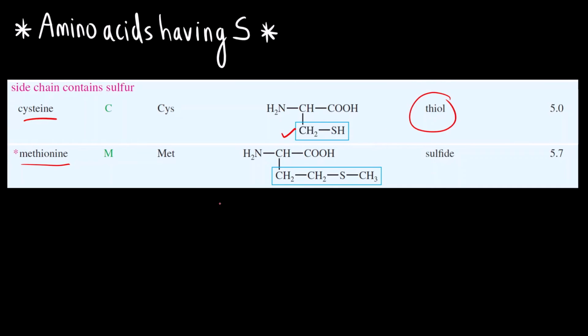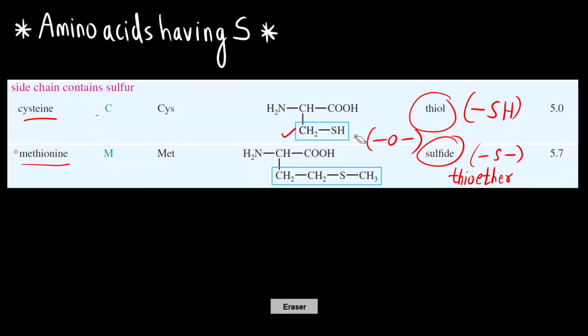This is which functional group? Thiol. What is a thiol functional group? SH. So the amino acid having a thiol functional group is cysteine. Then there is sulfide, or we can also call this a thioether. What is a normal ether? Oxygen with R groups on both sides. Thio means sulfur, so a thioether is an ether functional group, but instead of oxygen we have sulfur. It is methionine, MET. Cysteine is CYS.